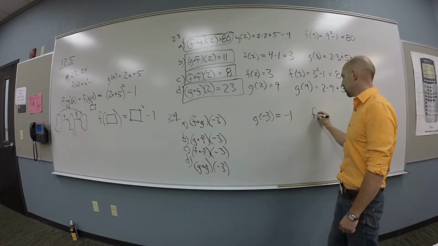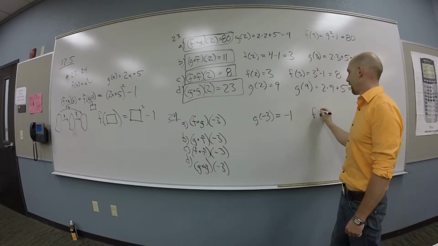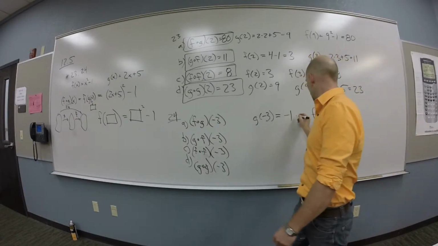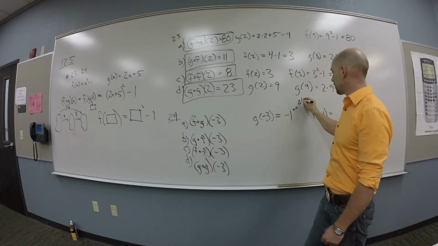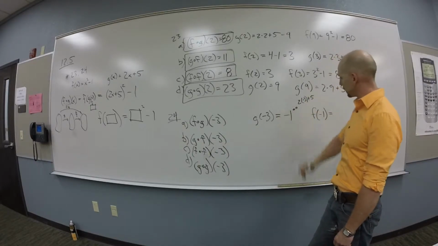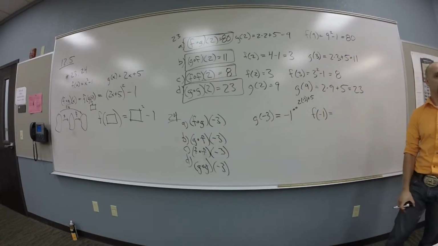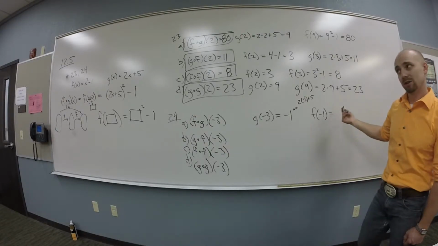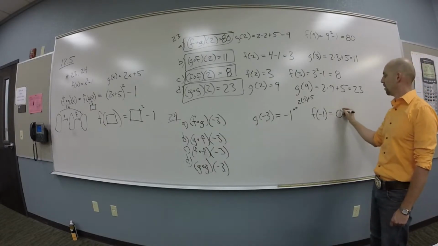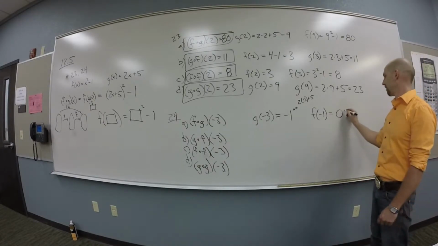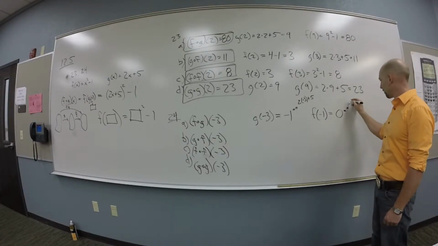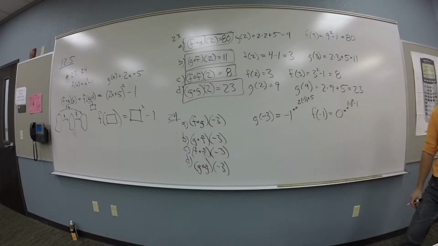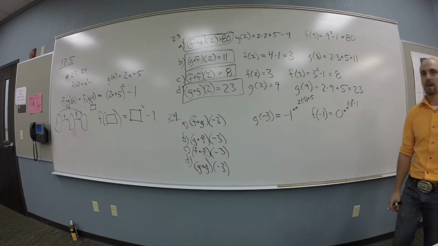And then I should plug that into f. How did you get negative 1 out of that? It's 2 times minus 3, plus 5. Oh, 2 times negative 3 plus 5 is negative 6 plus 5 is negative 1. Okay, f of negative 1 is 0. Wait, how did you get that? Negative 1 squared is 1, minus 1 is 0. Cool. So we're just plugging back into the other equation.